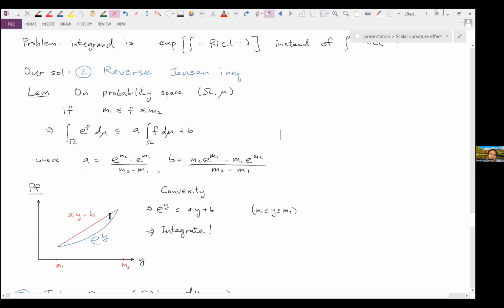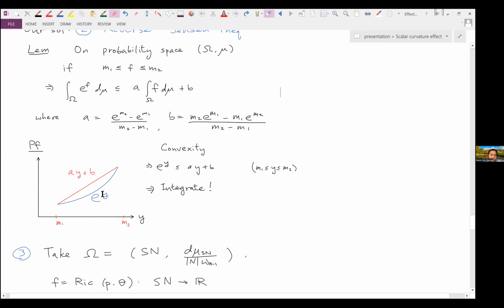Okay, so the idea is pretty simple. We have exponential function e to power y, and we know that y is in between m1 and m2. So we can replace this function by an upper bound ay plus b, where the two endpoints have exactly the same values on the graph. Then you just replace the integral of e to power y by ay plus b, where a and b depend on the upper and lower bounds of the function. Then you integrate, you get something like this. Okay, so pretty simple idea. So let's see how we can apply it.